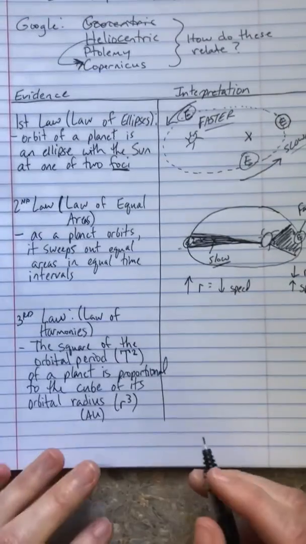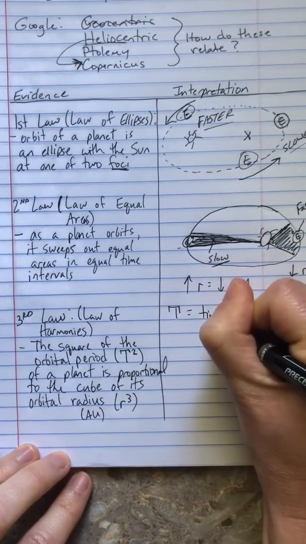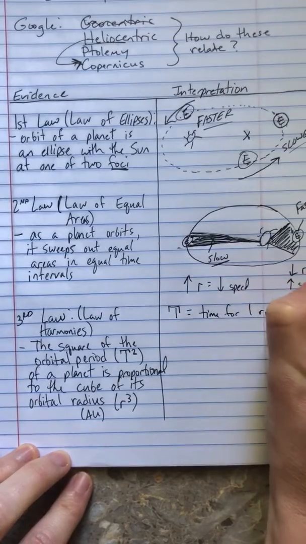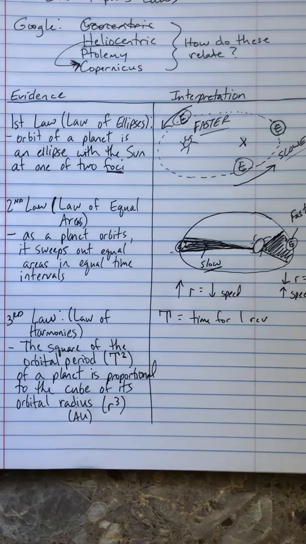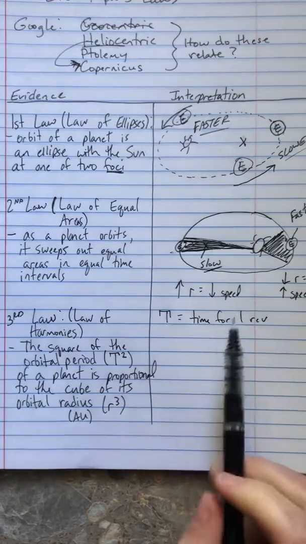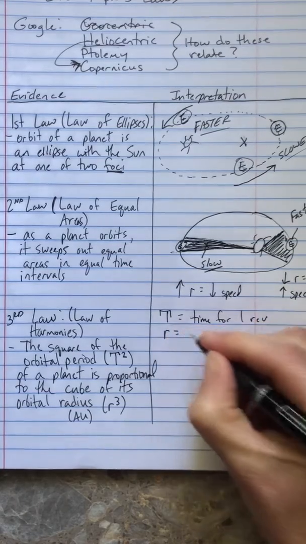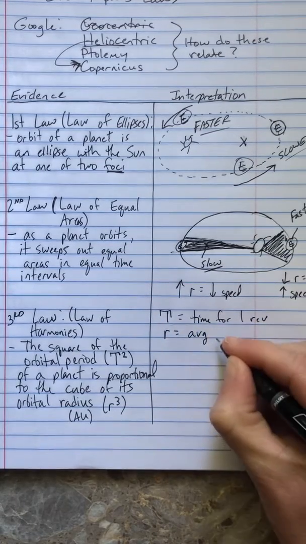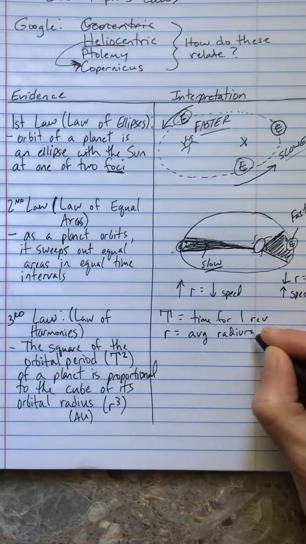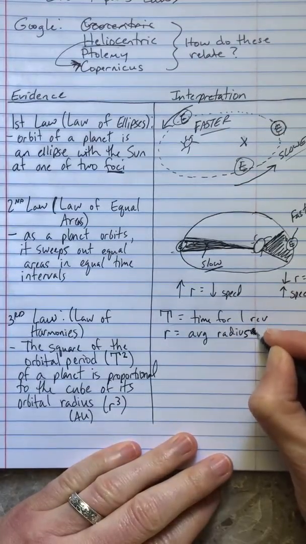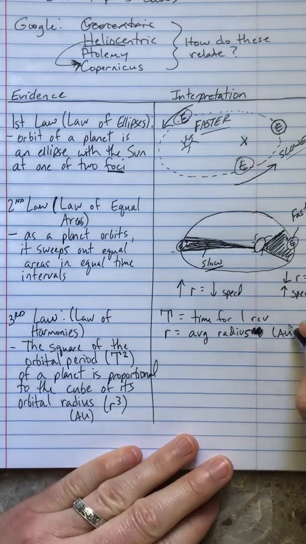All right, so let's make sure we understand all these letters. Period. That's the time for one revolution. If we're talking the Earth, that's 365.25 days, whatever. All right, time for one revolution. R, this is the average, we're just going to say average radius. Whoa, I can't spell. Average radius, ignore that. And it is in AUs.